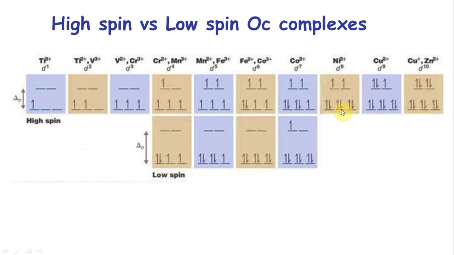Now, I put this diagram for one particular reason. It does not matter whether it is high spin or low spin for d1, d2, d3, d8, d9, d10. They are the same. Only for these four it's going to be different. So when I have d4, the first three are okay. The fourth electron can go here, I can pair it, or I can put it here depending on delta naught versus pairing energy. If pairing energy is less, I'll put it here. If pairing energy is more, I'll put it here.